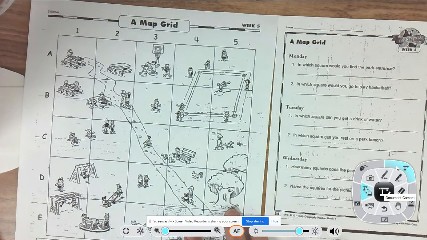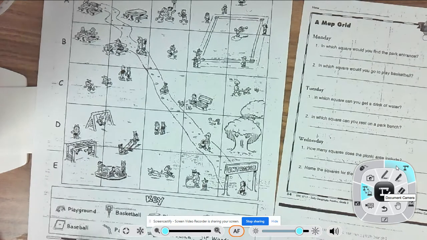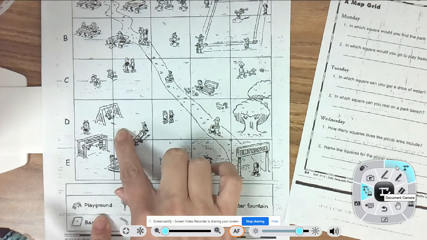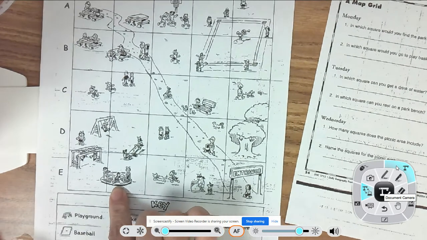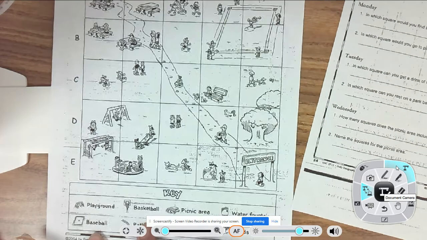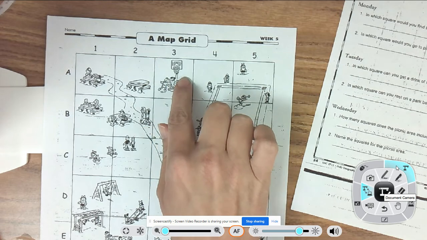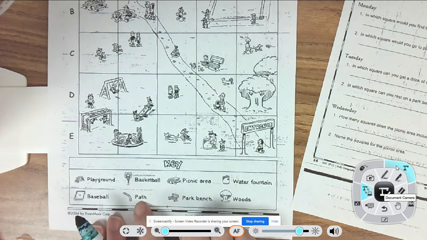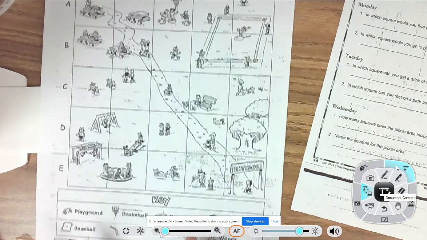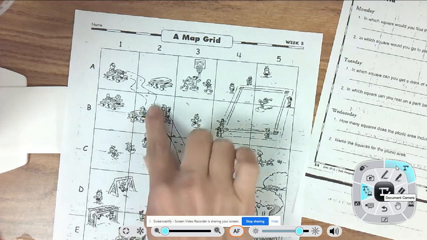Remember I told you a map grid is a map that has the numbers and the letters. At the bottom of this map we have a key. There's a playground, we see the playground on our map right here. Baseball, we see the baseball field up here on our map. Basketball, right here, under the number 3. Path, here's our entrance of our path, and it goes all the way up. Picnic area, it's these 4 boxes right here.